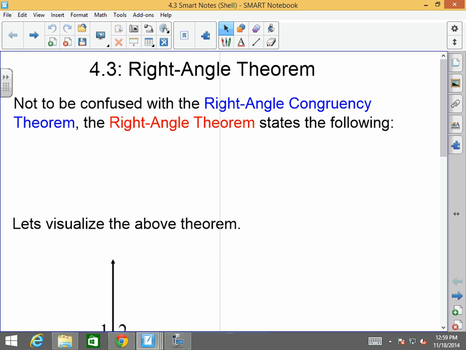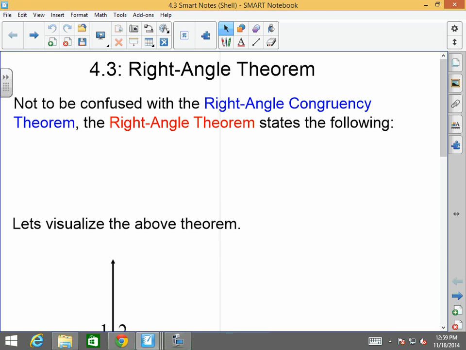Now, I know that we've been saying in our proofs before "right angle theorem." I'm going to take the blame on that. That's going to be my fault. We should have been saying right angle congruency theorem. Or you could just say right angles are congruent.